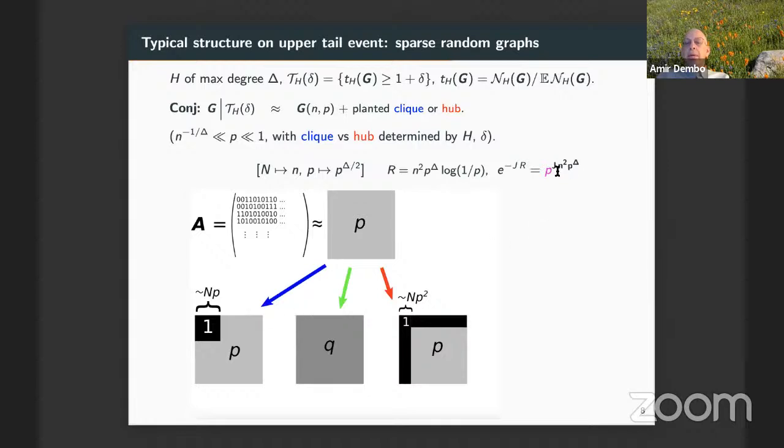area of the black. So if the area of the black is n P to the delta, like here or here, n times n P to the delta times a factor j, what we will get as a change of measure to make all these edges 1, we'll get P to this power. And P to this power is exactly e to the minus j times r if you choose this choice of r. So that's really where the scaling of the rate comes from.